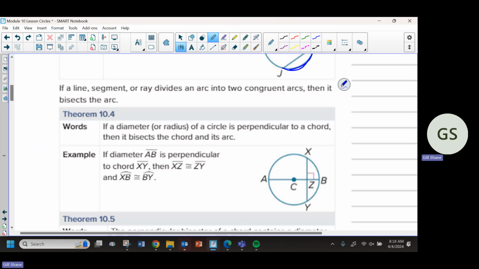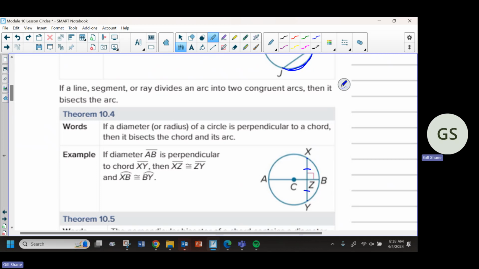If we have a diameter, so AB is a diameter, and it is at a perpendicular angle to a chord. I was gonna say line segment, but we can say chord. It is a line segment, but it's really a chord. X and Y are on the circle. They're connected to create a line segment. So if you have the diameter and it is perpendicular to a chord, then it bisects that chord. So if you see a 90-degree angle there, and you know it's the diameter, then those two little segments are congruent.